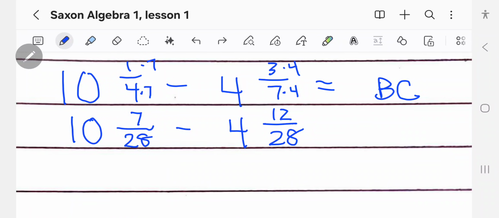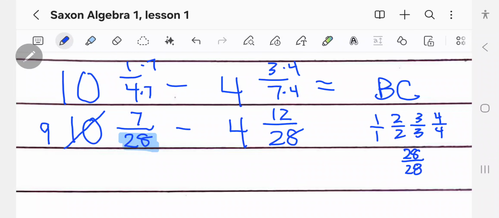This may sound silly, but I think about this like you're opening a pack of gum. You may be opening one pack of gum, but it's got 10 or 12 pieces in it, right? So when I borrow 1 from here and go down to 9, I've got 9 packs left. Well, I just opened a pack. How many pieces are in that pack? Well, I could have 1 over 1, 2 over 2, 3 over 3, 4 over 4. I can have whatever I want. But since this number is 28, wouldn't it be really convenient if I said my pack has 28 in it? And I've got 28 over 28.